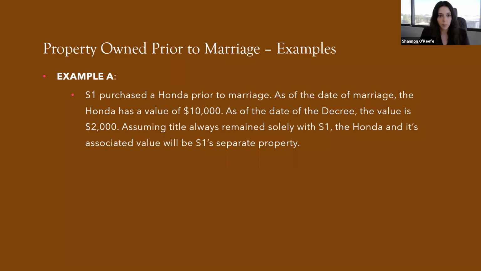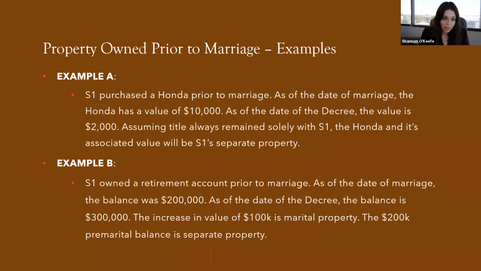So let's look at some examples. For example A, S1, or spouse 1, purchased a Honda prior to marriage. As of the date of marriage, the Honda has a value of $10,000. As of the date of the decree of either legal separation or dissolution of marriage, the value is $2,000, so it's decreased in value. Assuming that title has always remained solely with spouse 1, the Honda and its associated value will be S1's separate property in the event of a divorce or a legal separation. So that's our example where it's decreased in value.